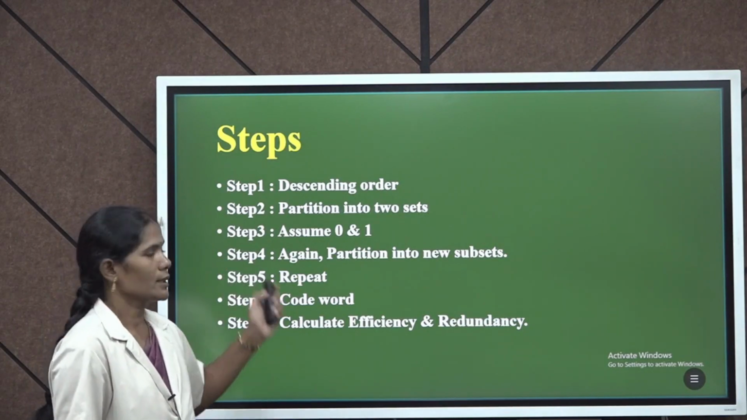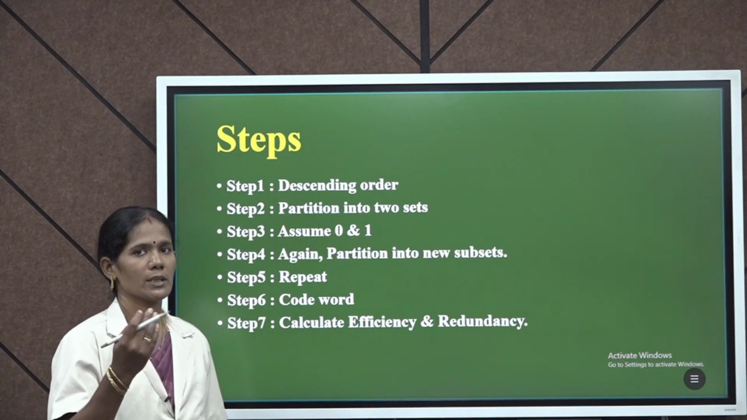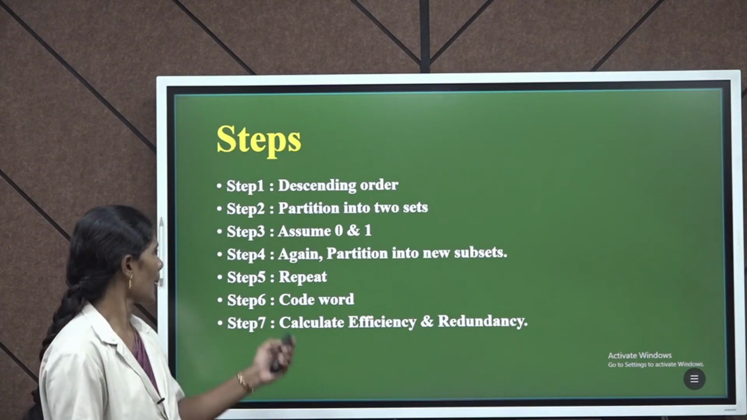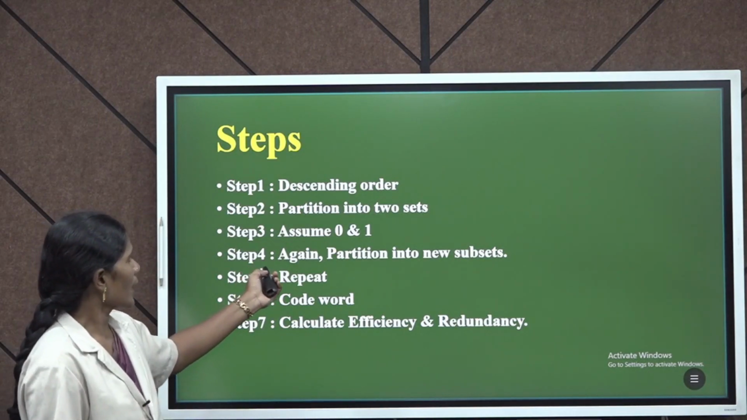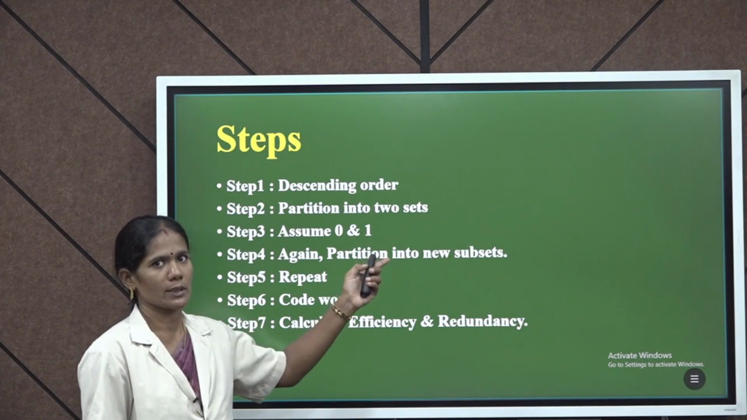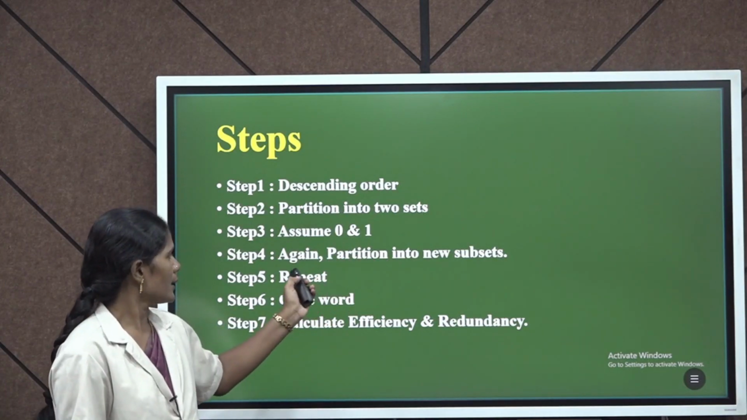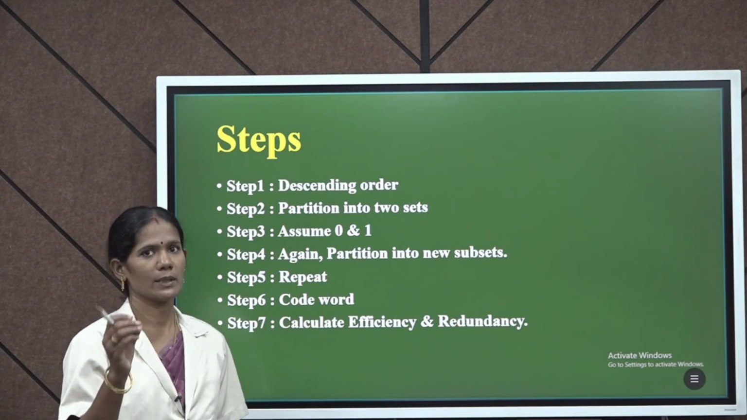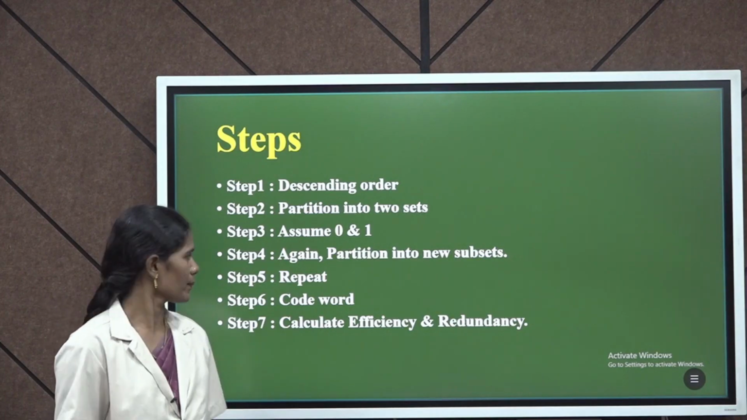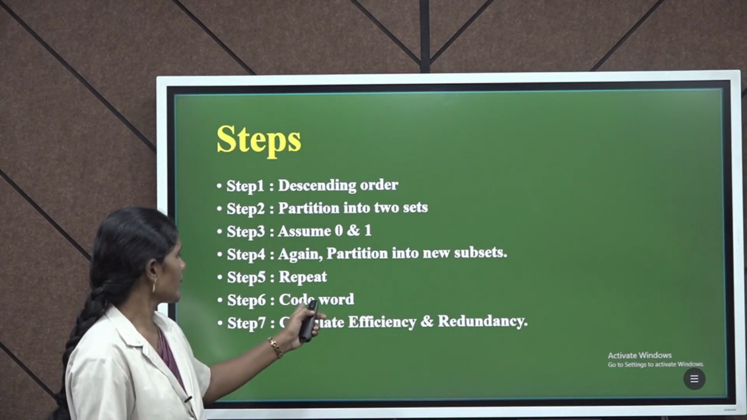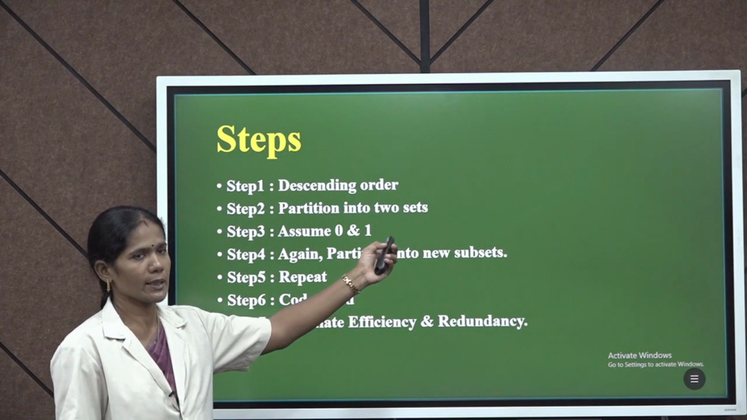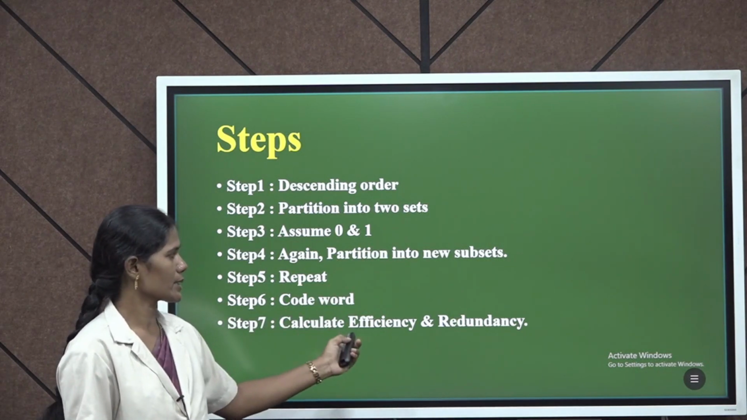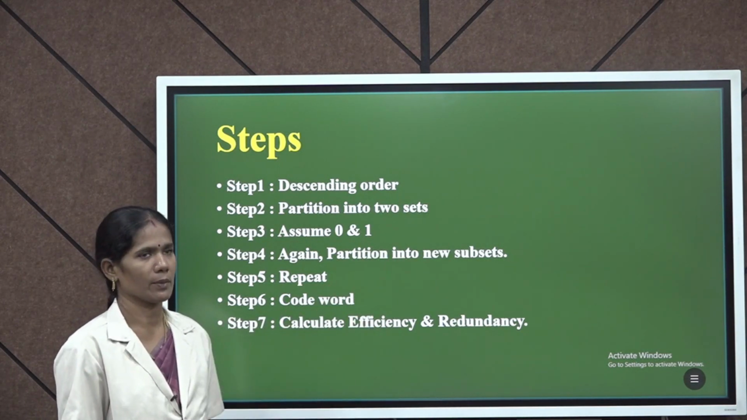Next, assign 0 to the upper partition and 1 to the lower partition. Then again partition into new subsets. This process is repeated until each subset has a single message. Next, we can identify the code word by tracing the path, and then calculate the efficiency and redundancy by using the formula.